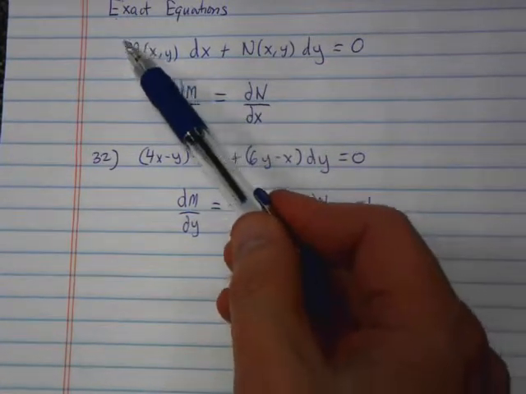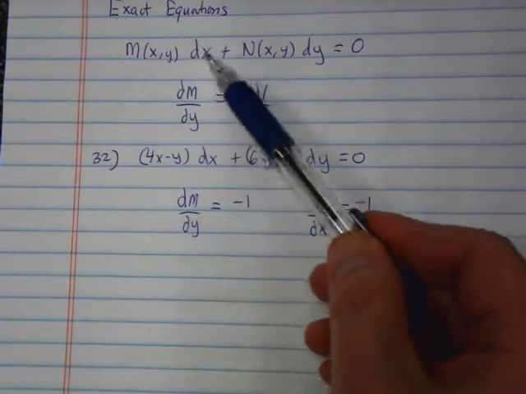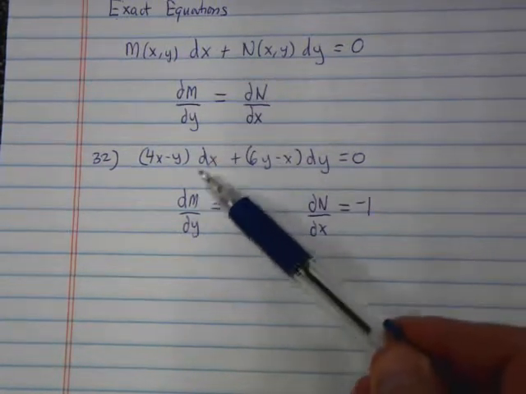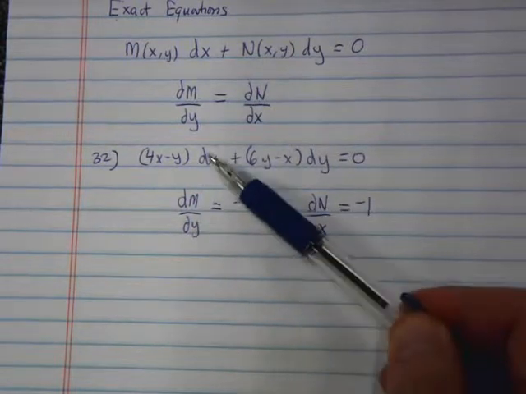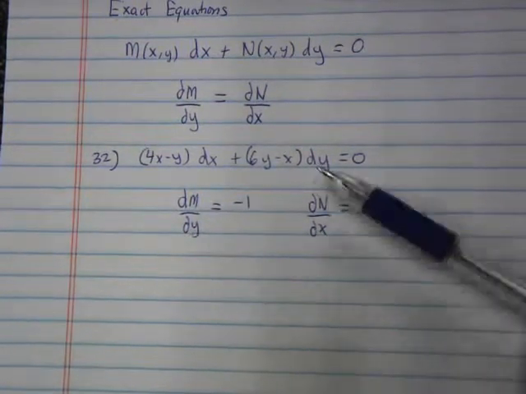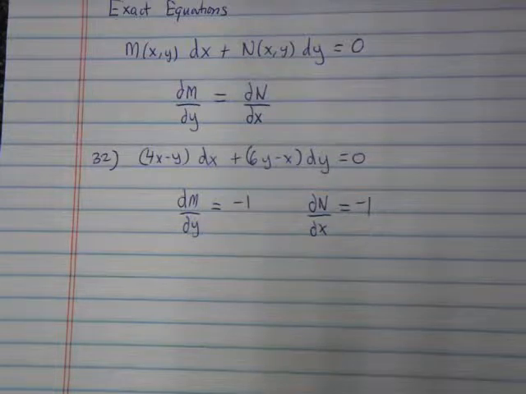Again, notice how they kind of cross. The M is the one that goes next to the dx, but when you check the partial derivatives, you take the partial derivative with respect to y. So you have a dx here, but you do a dy. dy here, you do a dx. So that one is exact.